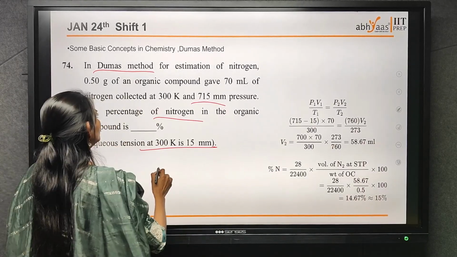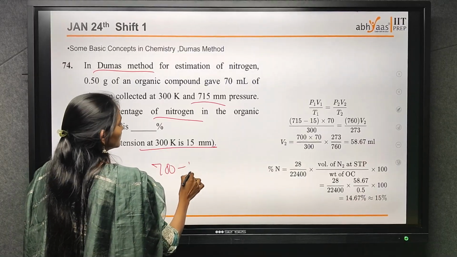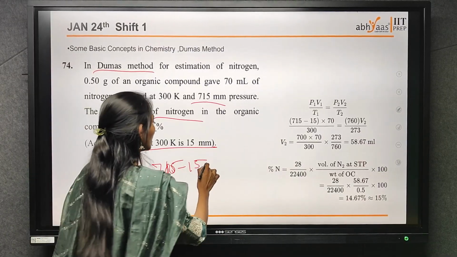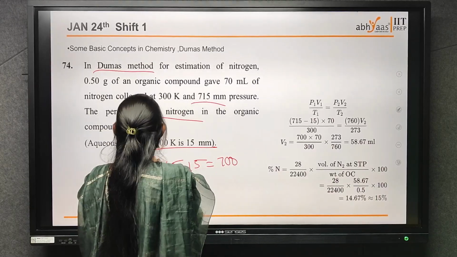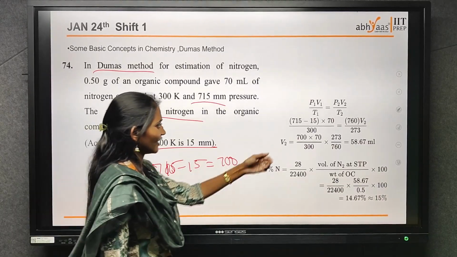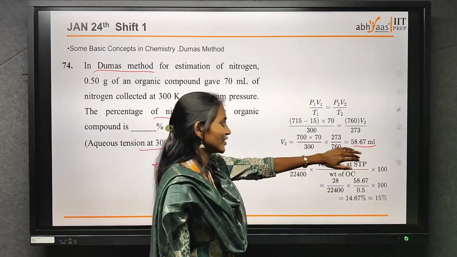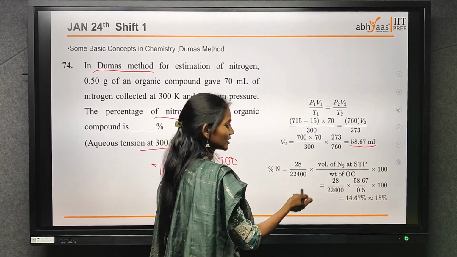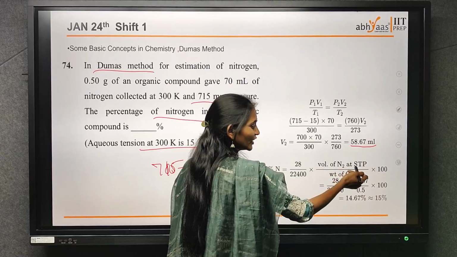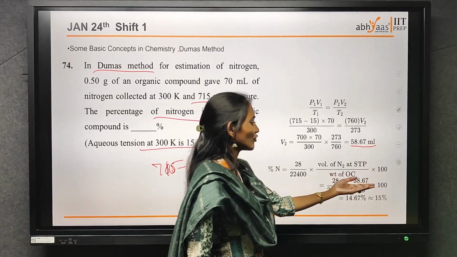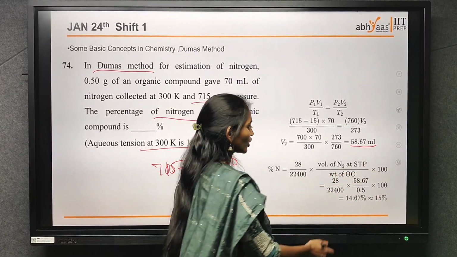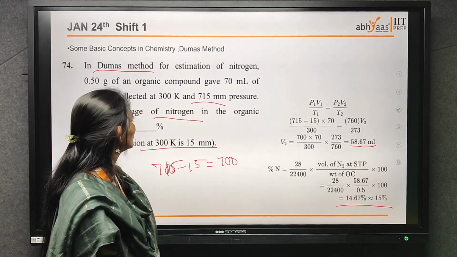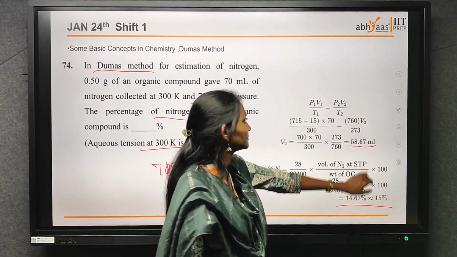So you need to substitute 15 from 715, then you are getting 700. Aqueous tension means you need to follow this. After substituting, you are getting 58.67 milliliters. So percentage of nitrogen, if you apply volume of N2 at STP over the mass of organic compound into 100, you are getting your value, right? So this is also a time taking process and lengthy question.